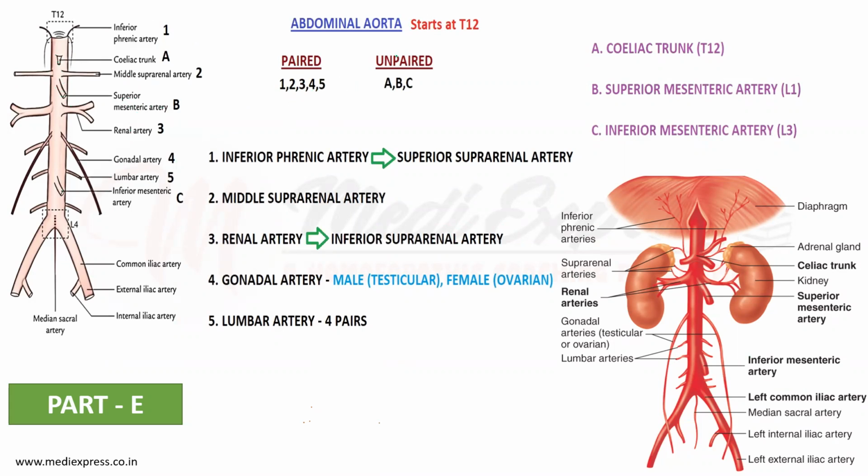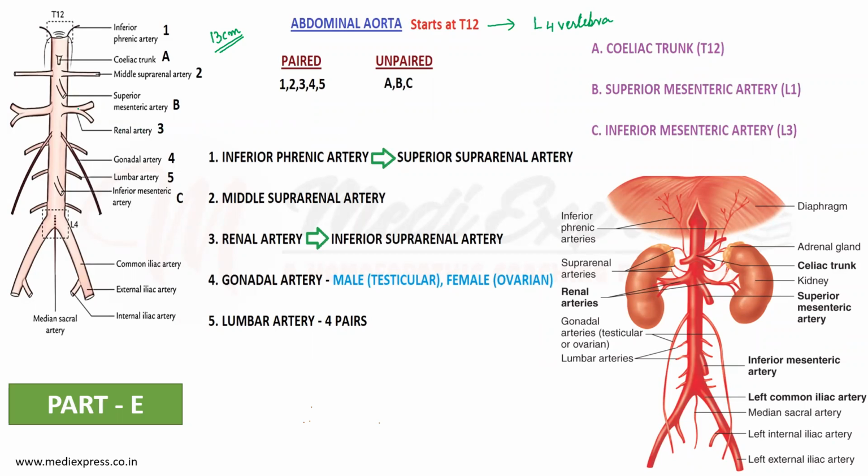Now, about the abdominal aorta, one thing you need to remember is that it is a continuation of the thoracic aorta and it begins at the level of T12. One more extra piece of information: it is approximately 13 centimeters long. And where does it end? It ends at the level of the L4 vertebra.